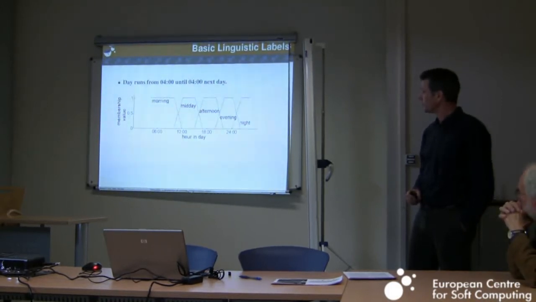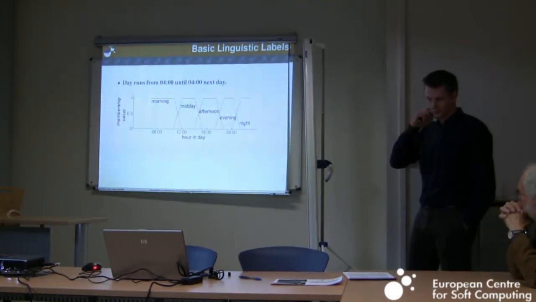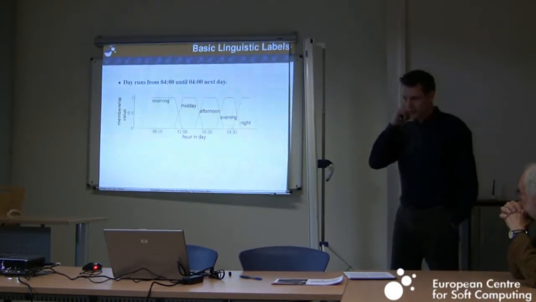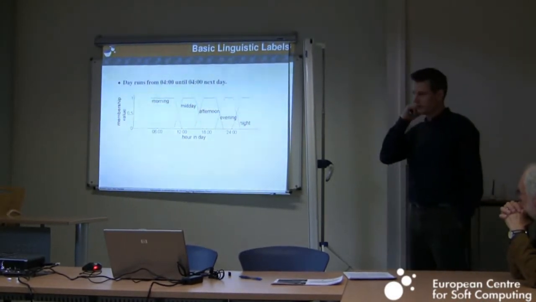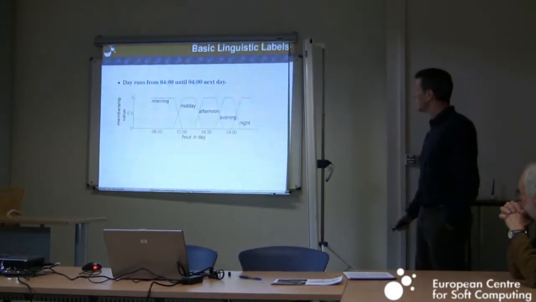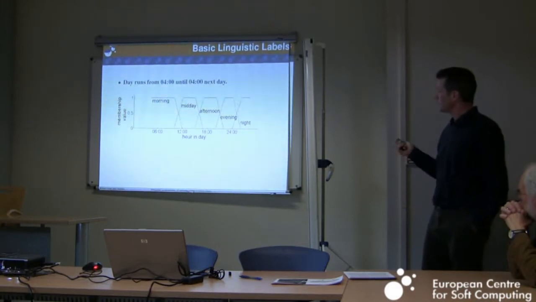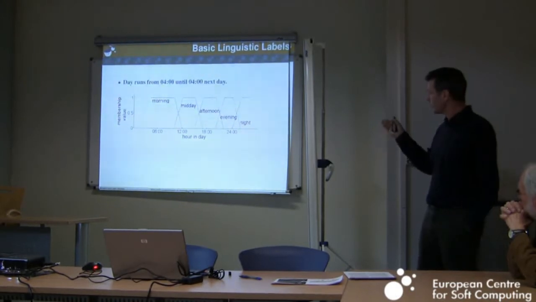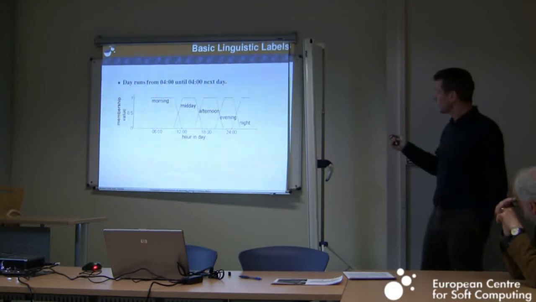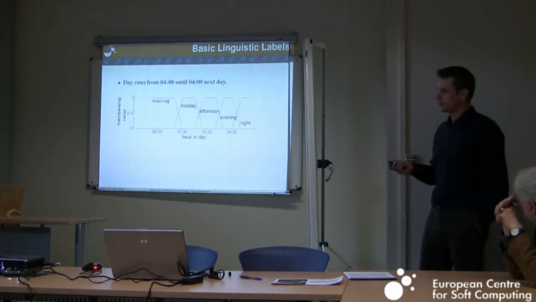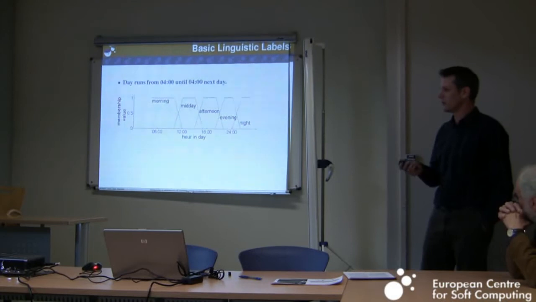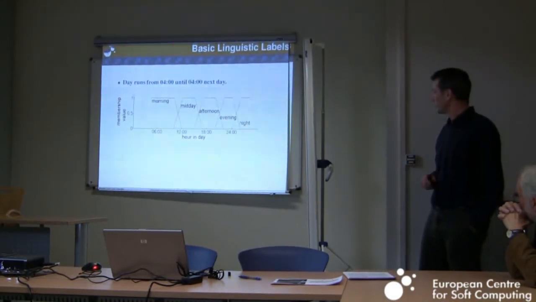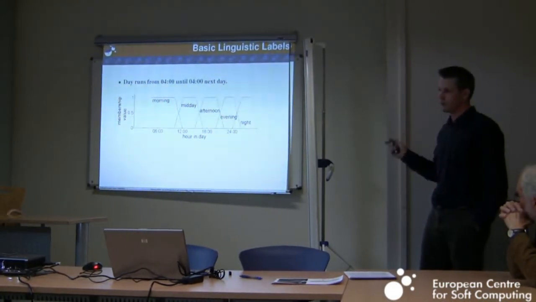That's how we came up with our basic labeling, basic terminology. This is how we defined the mornings, middays, afternoons, evenings, and nights. We got the data into days, and then we put this labeling over the days. As you can also see, a day does not run from, as is usually the case, 12 until 12, but a day runs from 4 o'clock in the night until 4 o'clock in the night.